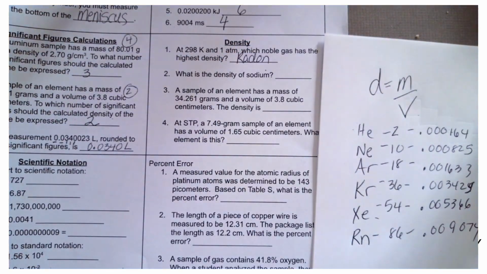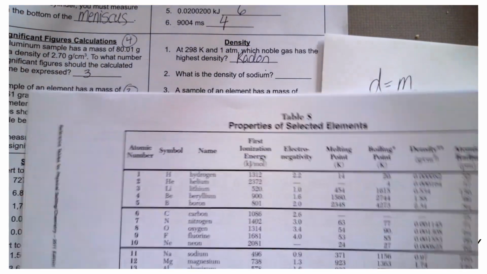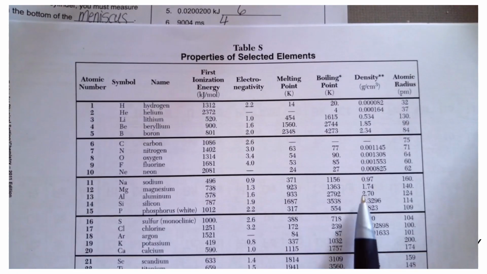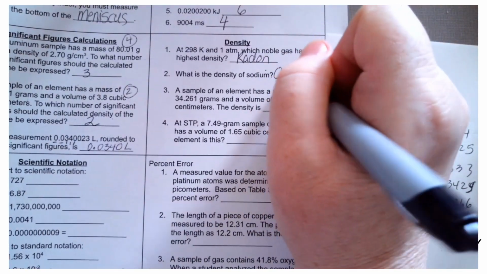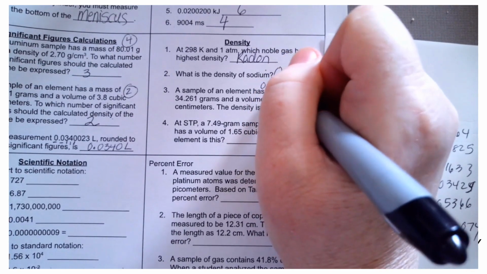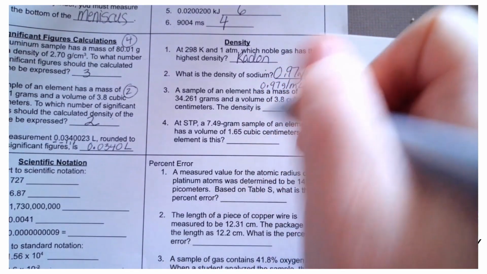What is the density of sodium? That's just a straightforward look it up here. It is 0.97 grams per centimeter cubed, or you could say 0.97 grams per milliliter.